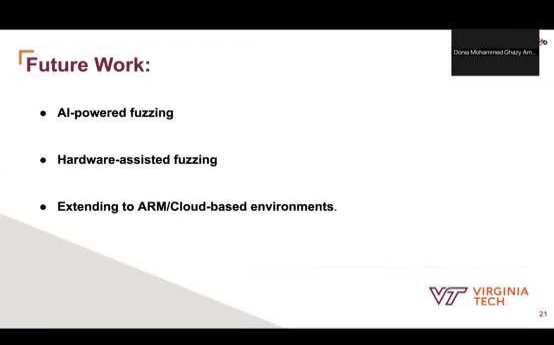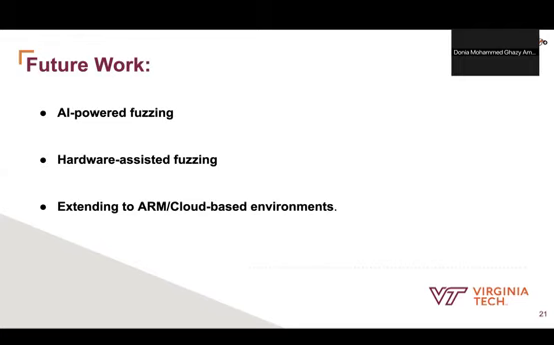In my opinion, for the future work, or what is next for hypervisor fuzzing, one potential improvement is AI driven test case generation. I think it might be able to discover more vulnerabilities, or at least increase the coverage percentage. Additionally, using hardware assisted fuzzing could significantly improve the efficiency. And last, expanding this approach to ARM based, not only x86, and cloud native environments could be a major step forward and make it more adaptable in many existing systems.